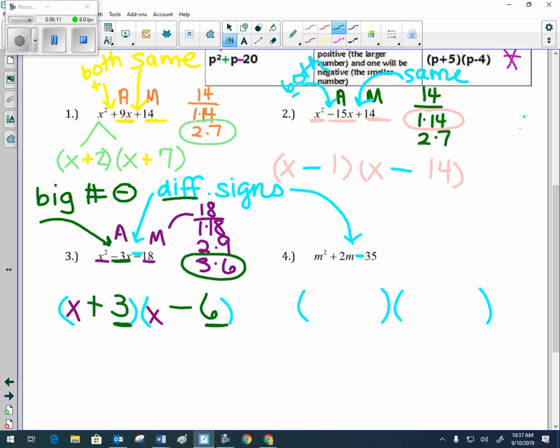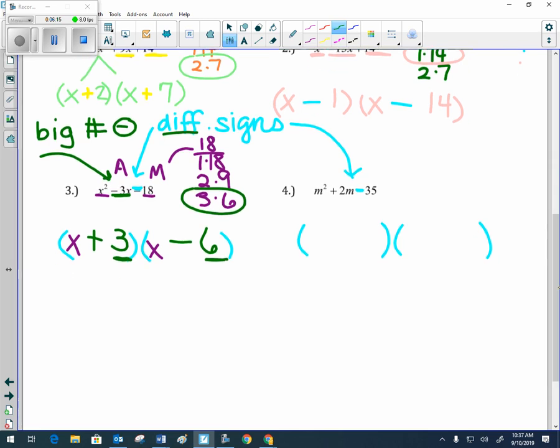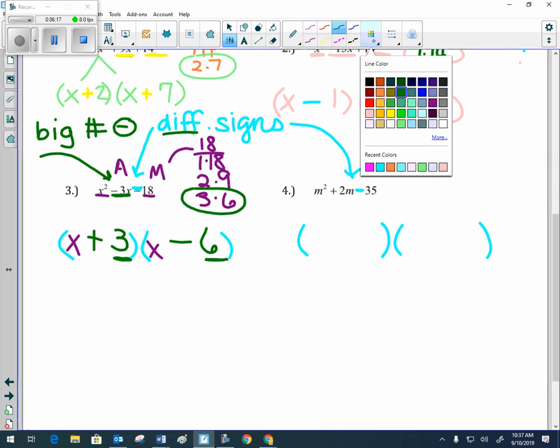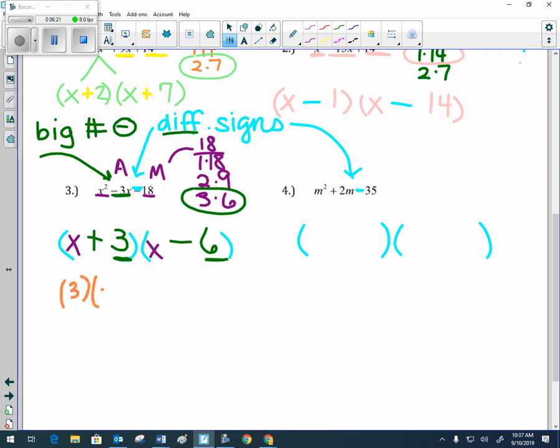And I can always check this. So one of the things that I know is that my numbers in the parentheses, remember how we started this question, have to multiply to negative 18 from back over here. And they have to add to negative 3, which they do. So that's a quick little check for me to know that I factored that correctly.